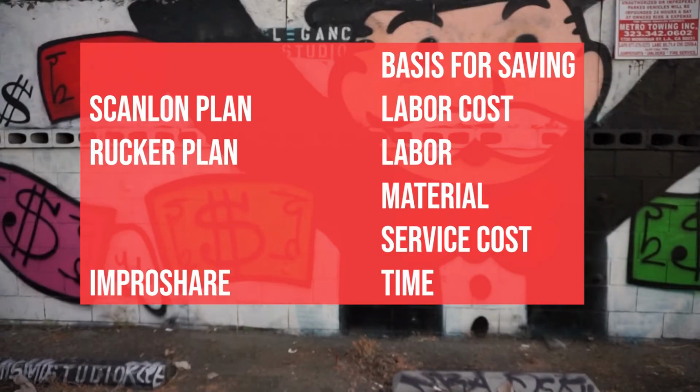The plans are similar in the way that the bonuses are calculated and the level of involvement required from the employees. For instance, the base for savings for the Scanlon plan is labor cost. For the Rucker plan, it's based on labor cost as well as service and material cost. For Improshare, it emphasizes the financial bonus of completing the production faster rather than employee participation.